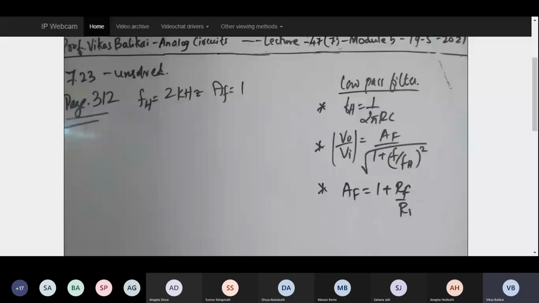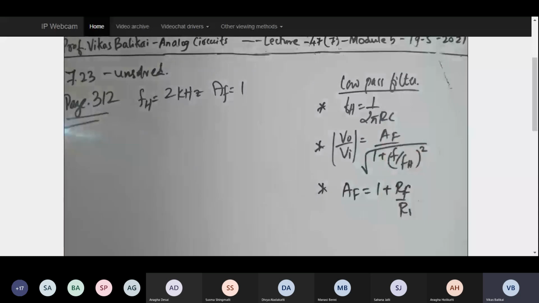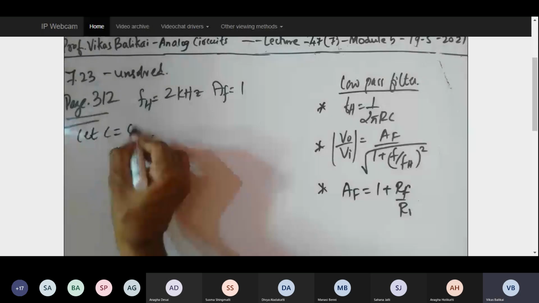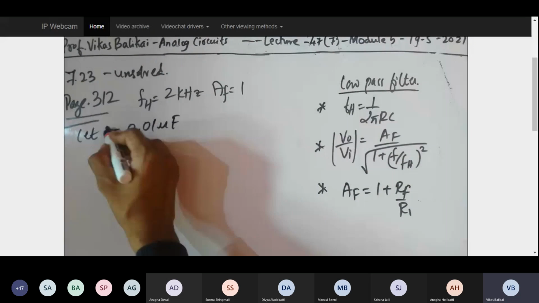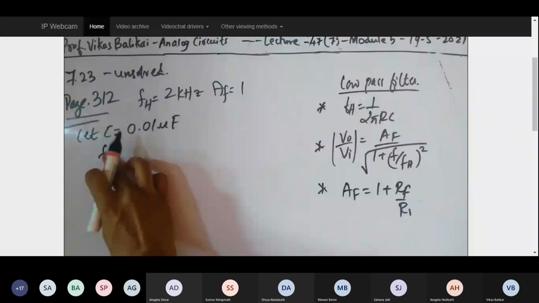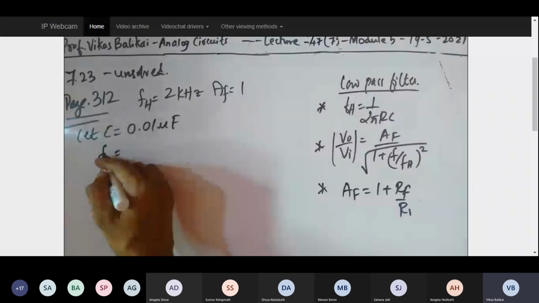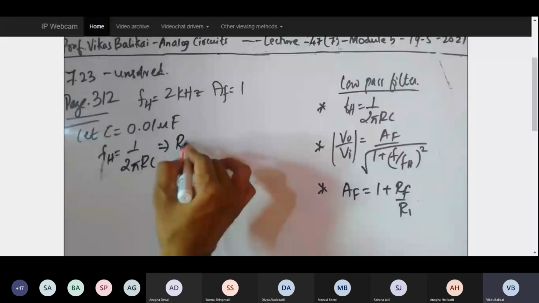So though the problem looks very simple, it involves a lot of tasks to perform while you give the solution. Once I know FH, the FH formula is here, 1 by 2 pi RC, so I can calculate R and C. Because I don't know the value of C, what I can do here is, as usual, let C equal 0.01 microfarad, the standard value of C which we usually take. Let C equal 0.01 microfarad. That being the case, FH equal to 1 by 2 pi RC, or R equal to 1 by 2 pi FH into C.